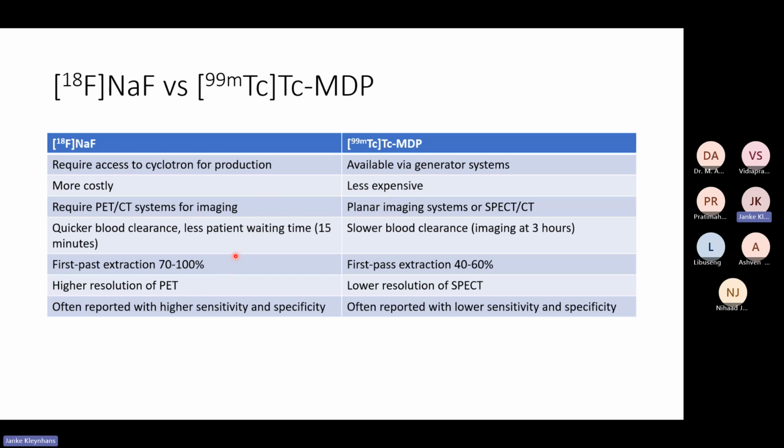High extraction from the first pass. So when you inject it, when it circulates, the first circulation in the patient, up to 70 to 100% of sodium fluoride is already taken up in the bone and incorporated, whereas technetium, it's a bit slower. So it's only 40 to 60%. That's why you get the higher resolution.